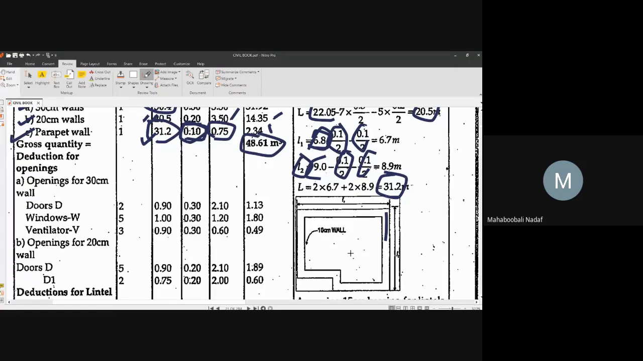Is this calculation clear for everyone? Yes, sir. Is that clear? Yes, sir. Okay.